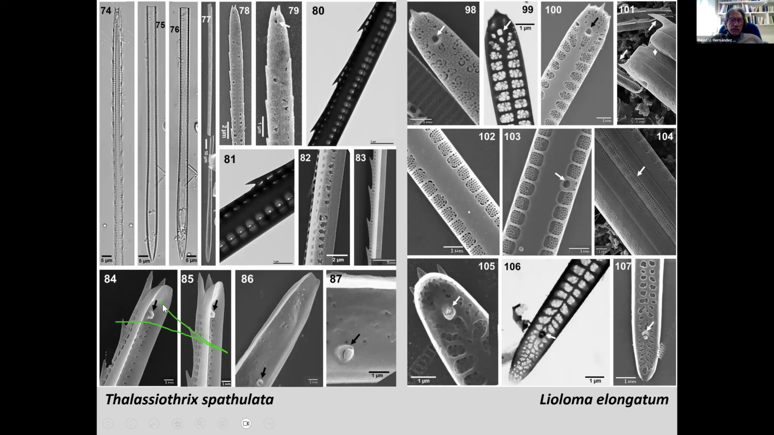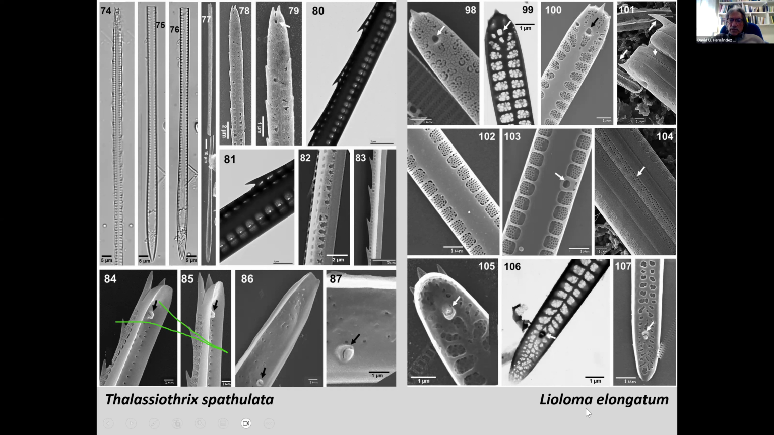Both poles have different rhimoportula. You can see 84 is more or less prominent, but 86 and 87 have dissimilar lips of the rhimoportula. So these both poles are different. One is called foot pole and the other is head pole.